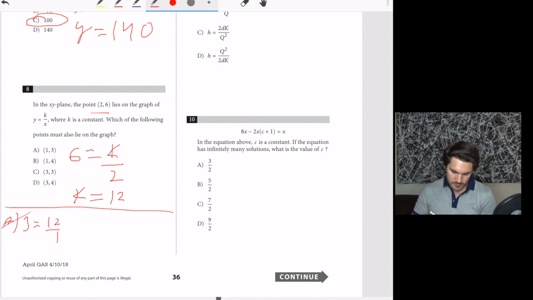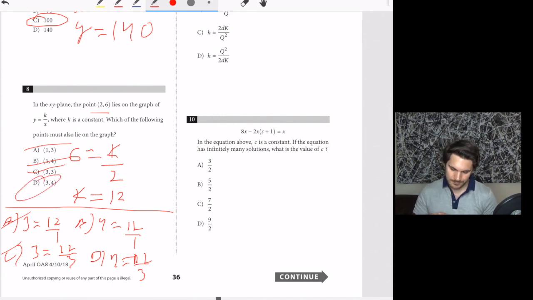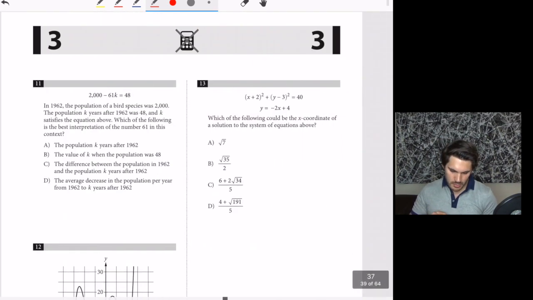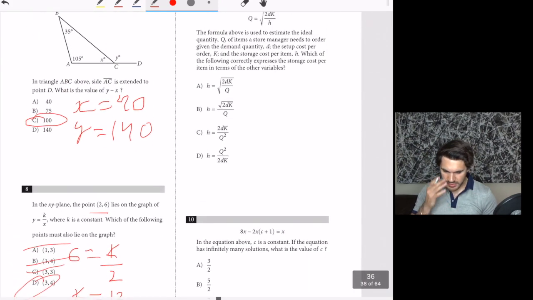Nope, no bueno. Answer choice B. Is 4 equal to 12 over 1? Nope. C. Is 3 equal to 12 over 3? Nope. D. Is 4 equal to 12 over 3? So 12 over 3 is 4, not a 3. And yes, D works. D is our answer. Dunzo. Whoops.